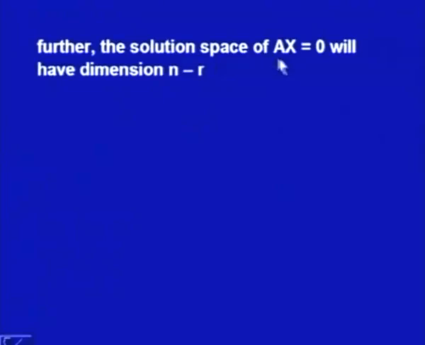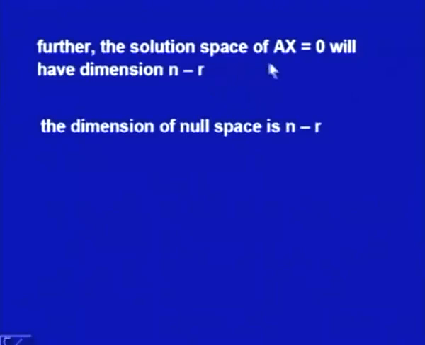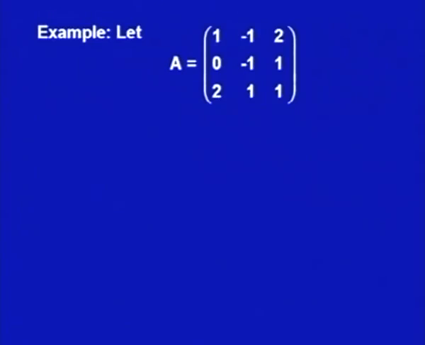Then we say that the solution space of Ax equal to 0 will have dimension n minus R, because the vectors will be represented in terms of these n minus R vectors. So the dimension of the null space is n minus R, and then rank A plus nullity A is equal to n. Rank A is R, nullity A is n minus R, so this is equal to n. So we have defined the rank of a matrix A, the nullity of A, and then we have established rank A plus nullity A is equal to n.